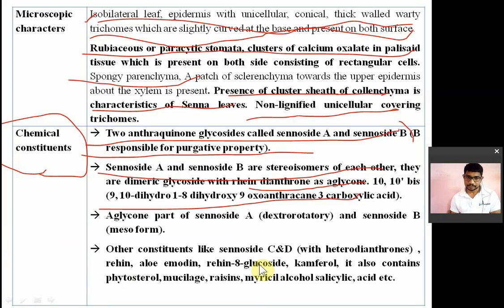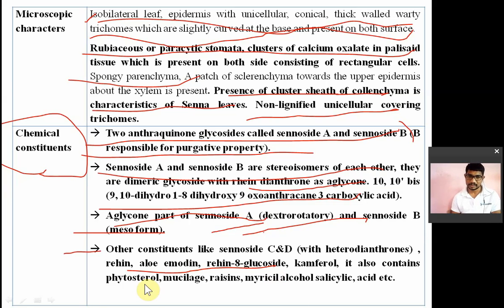Okay. Remember over here again, the aglycone part of sennoside A is dextrorotatory, and sennoside B is meso. The aglycone part of sennoside B is a meso form. That of sennoside A is dextro. Other constituents like sennoside C and sennoside D are also there. They are nothing but heterodianthrones. Rhein, aloe-emodin, rhein 8-glucoside, kaempferol are the other constituents.